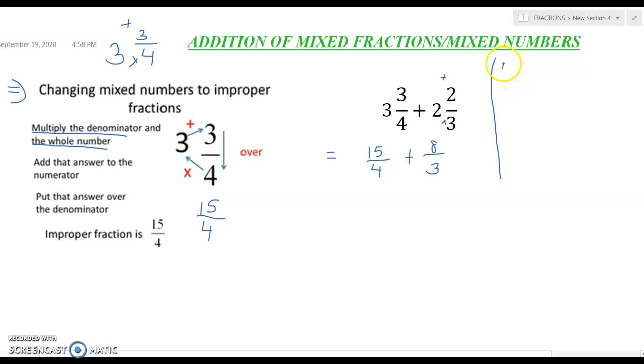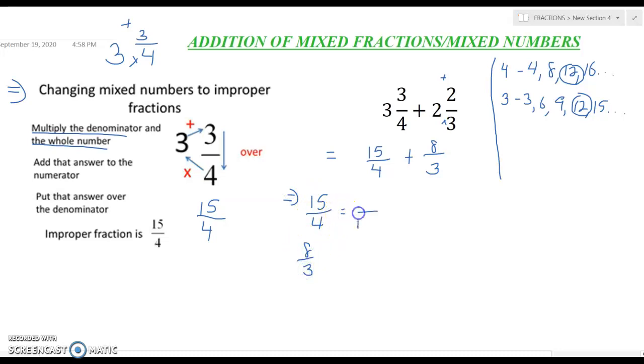So now, just like what we were doing before, find the LCM of the denominators, 4 and 3, to find the common denominator we're going to use. For 4: 4, 8, 12, 16. For 3: 3, 6, 9, 12, 15. The lowest number they have in common is that 12 there, right? So now let's get each fraction to that common denominator of 12.